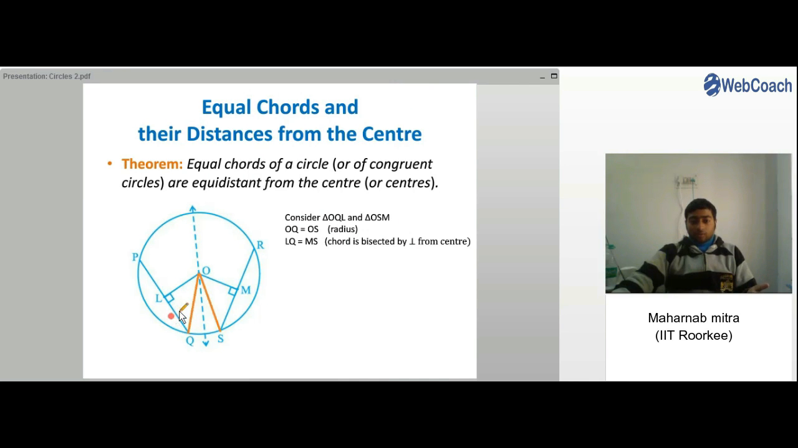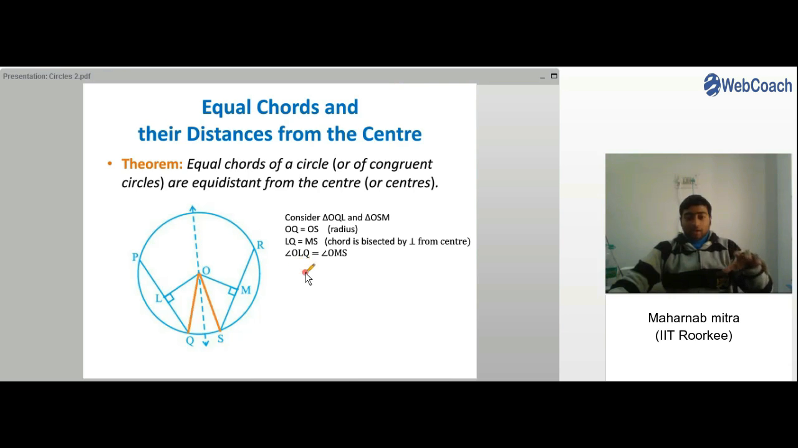Then we get LQ equals MS. And why is that so? Because from the earlier classes we have learned that the chord is bisected by the line joining the center which is perpendicular to the chord, right? If a line is drawn from the center perpendicular to the chord, it bisects the chord, right? Here OL is drawn perpendicular to the chord PQ, so it bisects PQ, or PL is equal to LQ, and SM is equal to RM, right? These are equal chords, so as they are bisected, their halves must be equal. As PQ equals SR, half of PQ must also be equal to half of SR. So LQ must be equal to MS, right? From the earlier theorems we had learned in our classes.